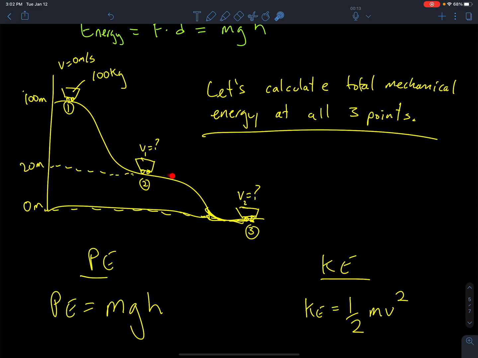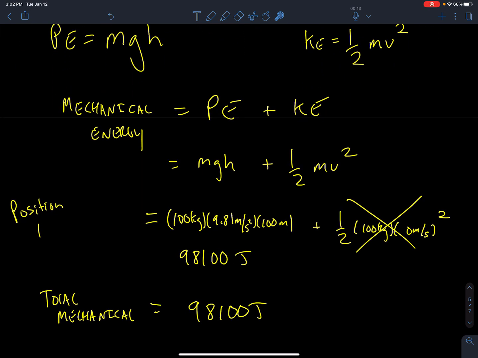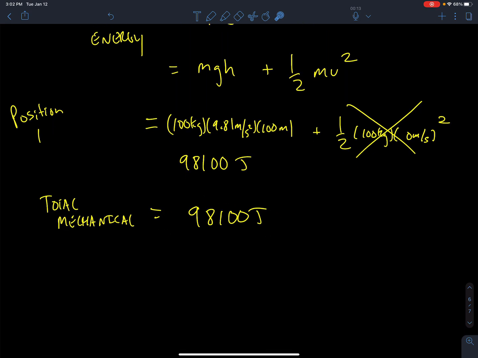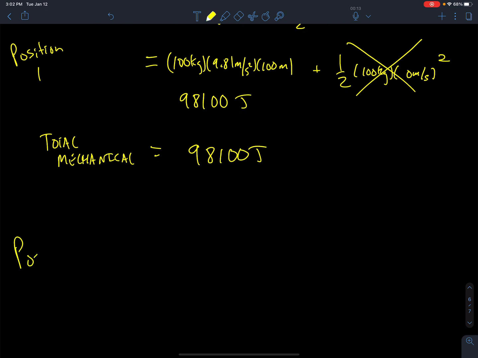And according to the laws of conservation of energy, 98,100 joules should be the total mechanical energy in that entire system, because let's imagine the system is isolated. Energy can't come in and energy can't go out. Well, in that case, it should be constant. 98,100 joules should be the total mechanical energy throughout this entire system. So we figured out at position 1 we have 98,100 joules. Now position 2, according to what we just said, the total mechanical energy should be the same. It should be 98,100.